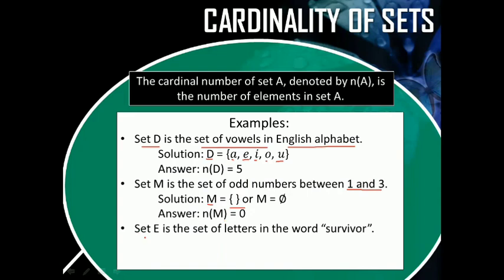Next, example number 3. Set E is the set of letters in the word survivor. So again, we can write the solution. We can write the set E has the elements S, U, R, V, I, O. Once again, in writing the elements of this word, we will only write 1. So our answer here, the cardinality of set E is equal to 6, which is 1, 2, 3, 4, 5, 6. So that is true.